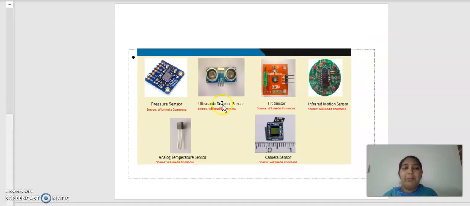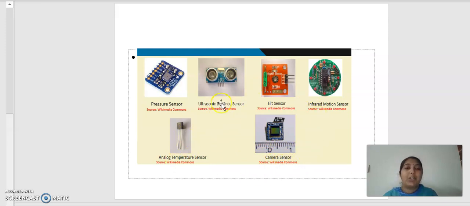Now, these are some pictures related to some sensors. The first one denotes the pressure sensor, which measures the physical property of pressure. Similarly, this ultrasonic sensor is used to measure the distance between objects. It is a tilt sensor which varies the output depending upon the orientation. That means it gives the values in terms of x, y and z. Similarly, we can detect motion by using this infrared motion sensor, and this is a temperature sensor which is used to measure our room temperature, and this is a camera sensor.